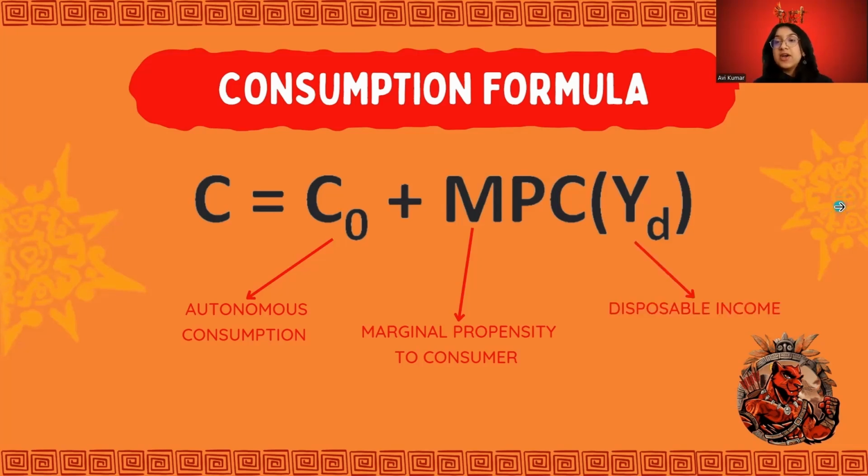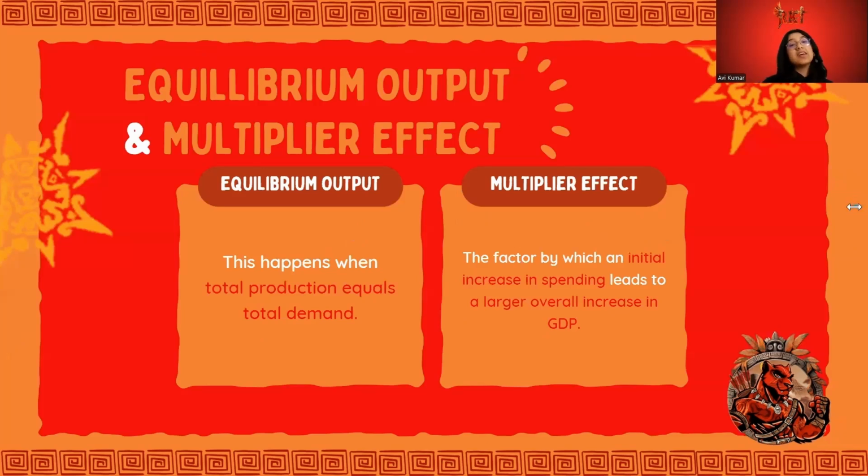Then we have YD, or your disposable income. Your disposable income is your actual income that you use in your daily life, which means it's your income minus the taxes you have to pay, because your taxes are not part of your consumption. Now, let's discuss equilibrium output and the multiplier effect. So equilibrium output is where total production equals total demand. Later, we're going to look at it in more detail.